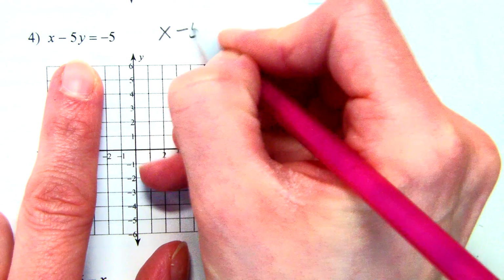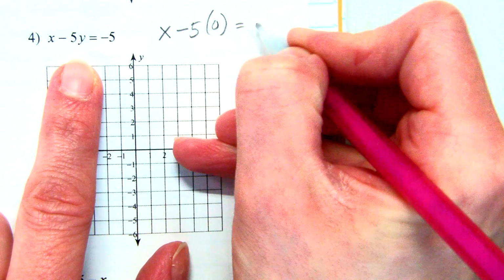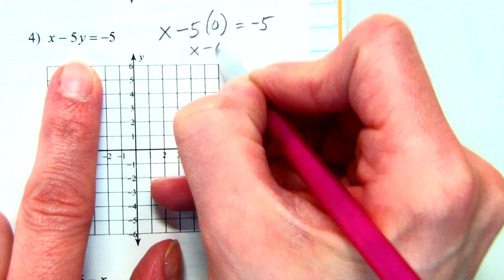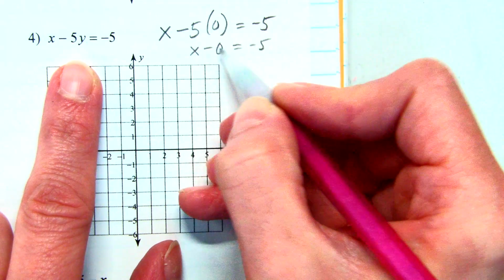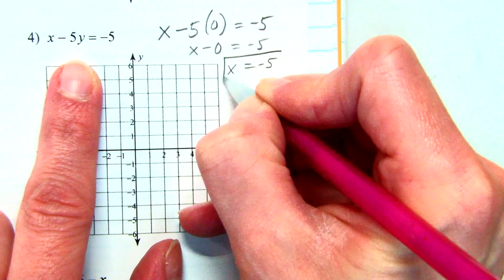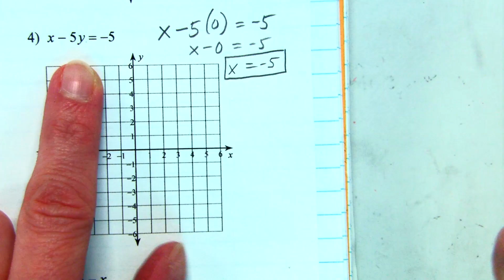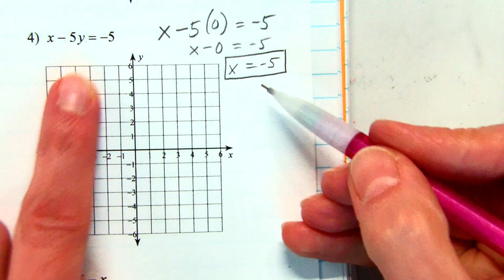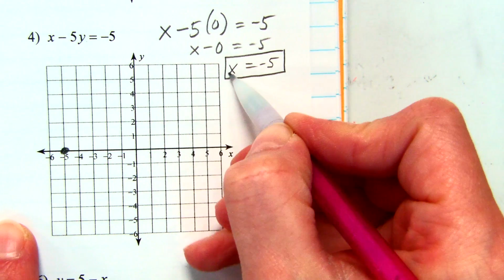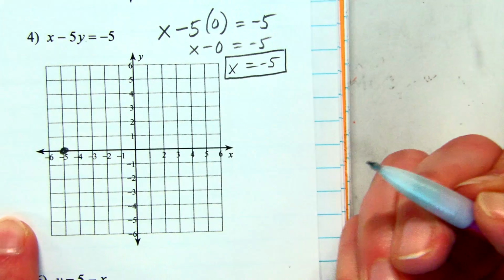Okay, so on the next one, I'm going to put 0 in for y first. So x minus 5 times 0 equals negative 5. So this whole part just becomes 0. It'd just be x minus 0. And the 0 goes away, and I get x equals negative 5. So lucky me, I didn't have to really solve anything. I just had to put the 0 in and do the math. So x equals negative 5 would be over here. Make sure if you solve for x that you're on the x-axis.